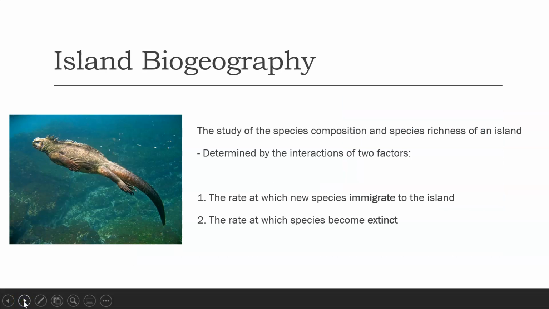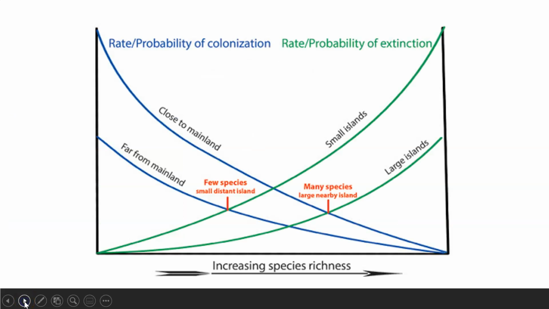So island biogeography is the study of species composition and species richness, which we learned about in the last one, of an island. This is determined by two factors: the rate at which new species immigrate, so come to the island, and the rate at which species become extinct or are no longer on the island. This was found by E.O. Wilson and is a theory that's held through with lots of different studies.